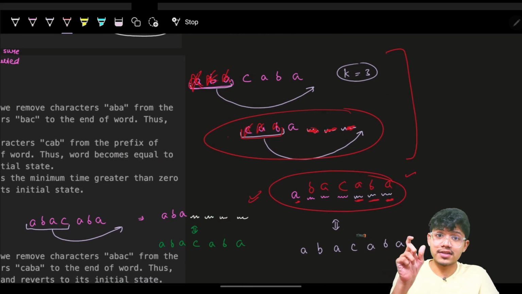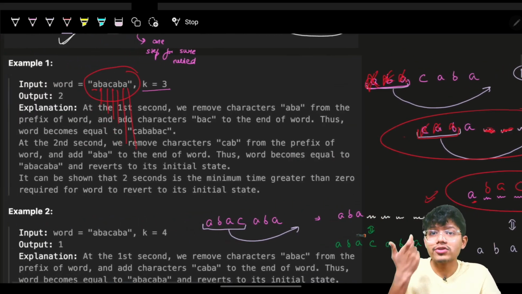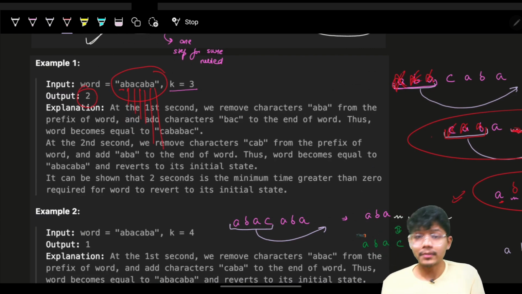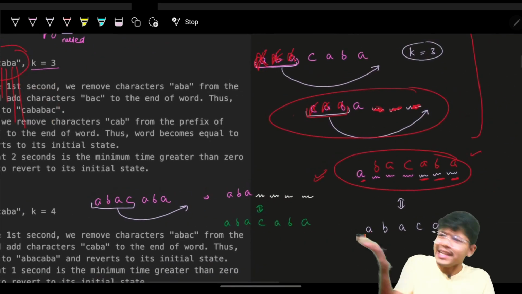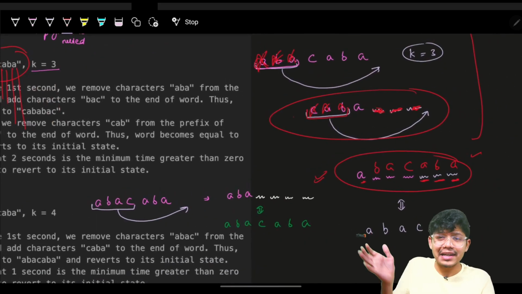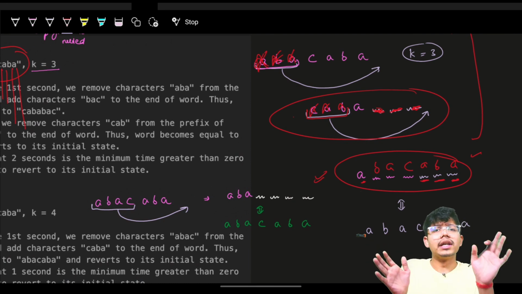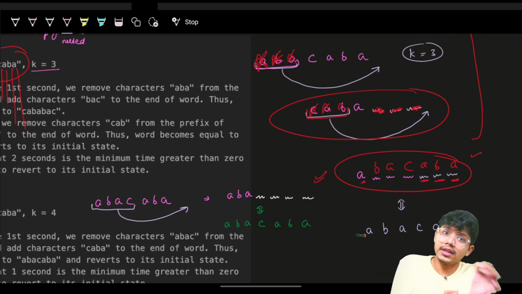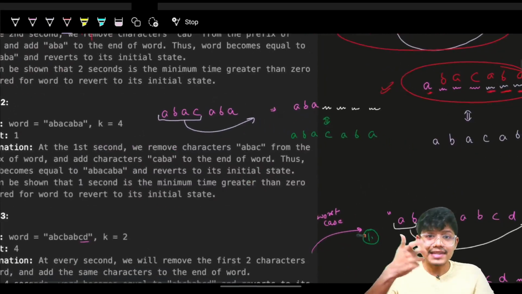So you saw, 2 operations was the minimum time possible. Maximum can be anything. Keep on removing starting characters, keep on putting in the end, keep on going. That's the maximum time. Minimum time I want, that's 2. Okay, let's see another example.